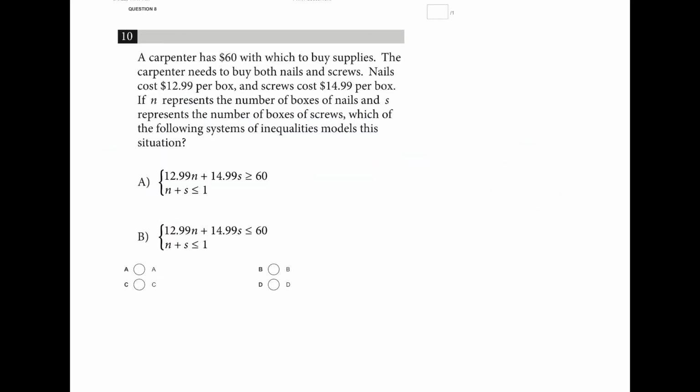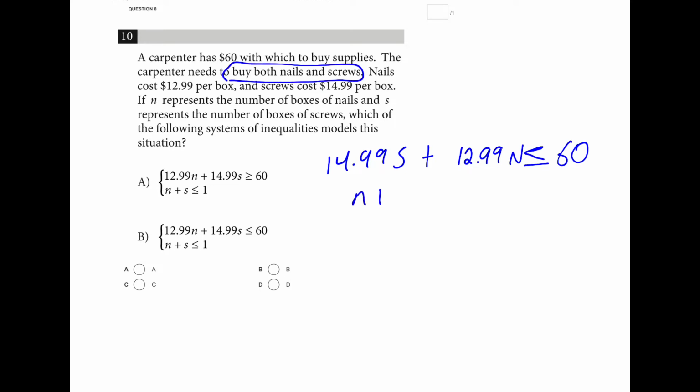For our money equation, we're looking at 14.99 for screws and 12.99 for nails. And we have $60, so we want to add these together, and it has to be less than or equal to 60. And then what else? We need to buy both. So if you add them together, it has to be bigger than or equal to 1.